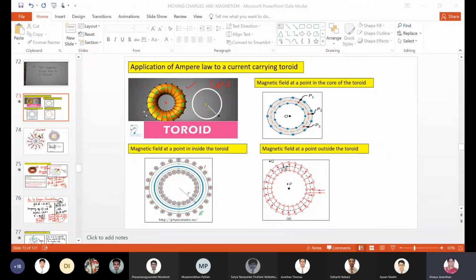Now see, for points in the open space exterior to the toroid, each turn of the toroid passes twice through the area enclosed by the Amperian loop. Now, what do you mean by that? Each turn of the toroid passes twice. Suppose I place the toroid on the plane of your monitor, I'm showing the magnetic field at a point exterior to the toroid.